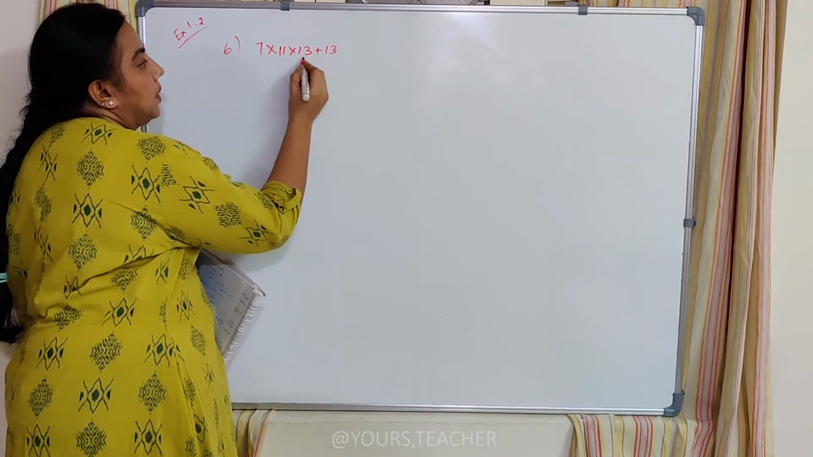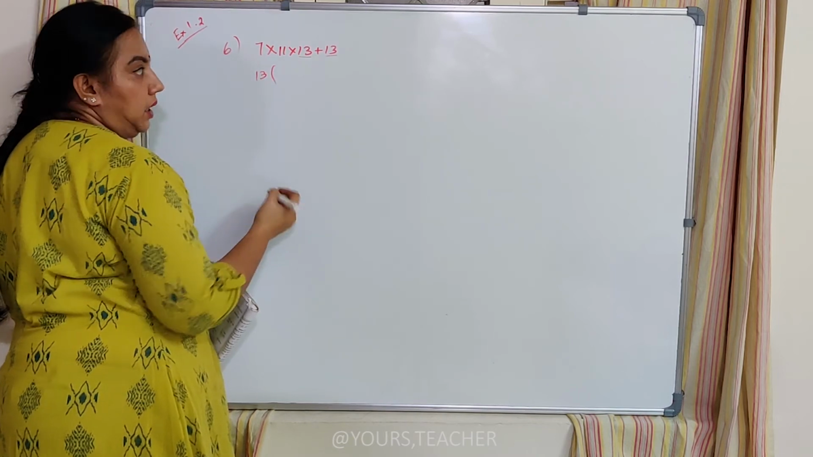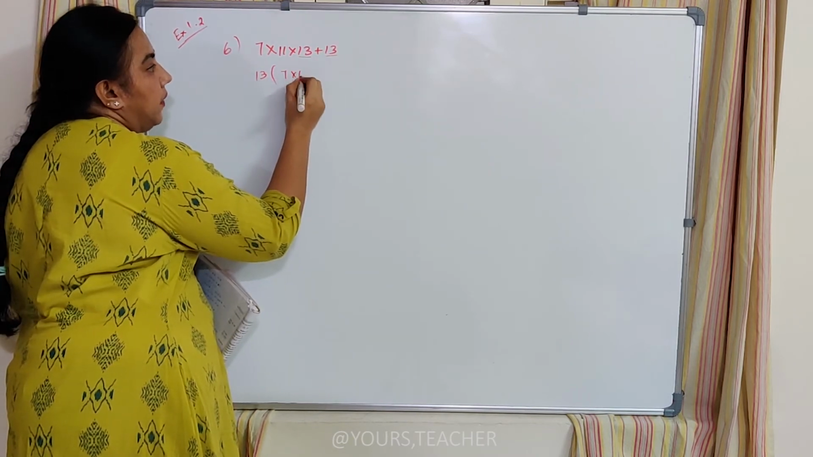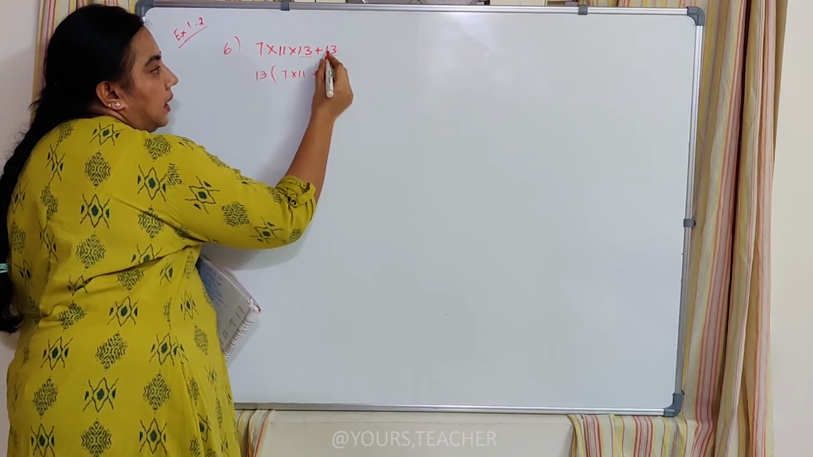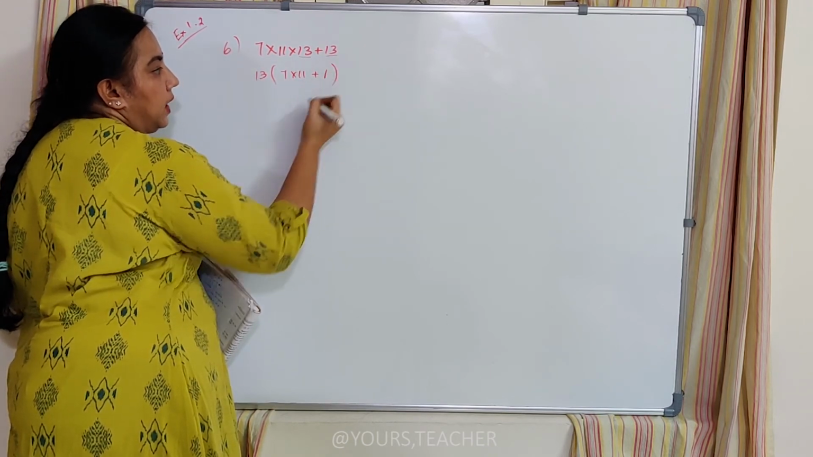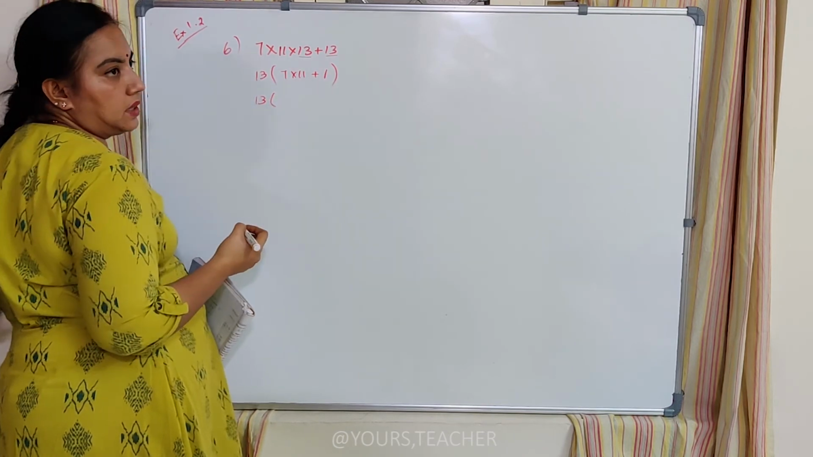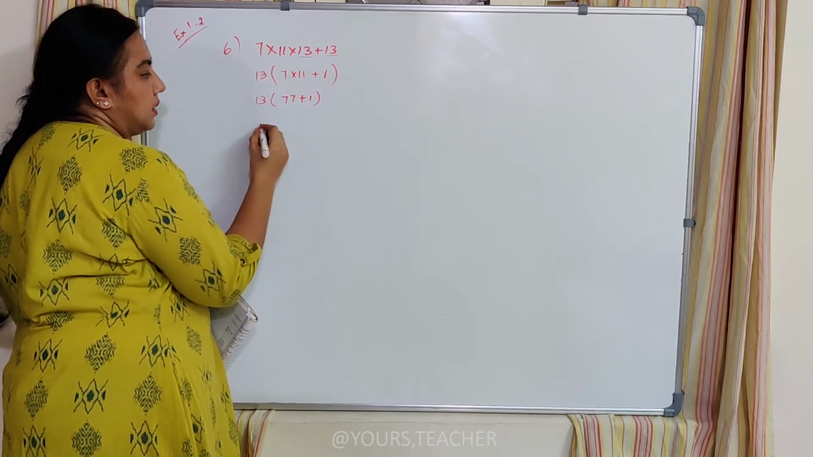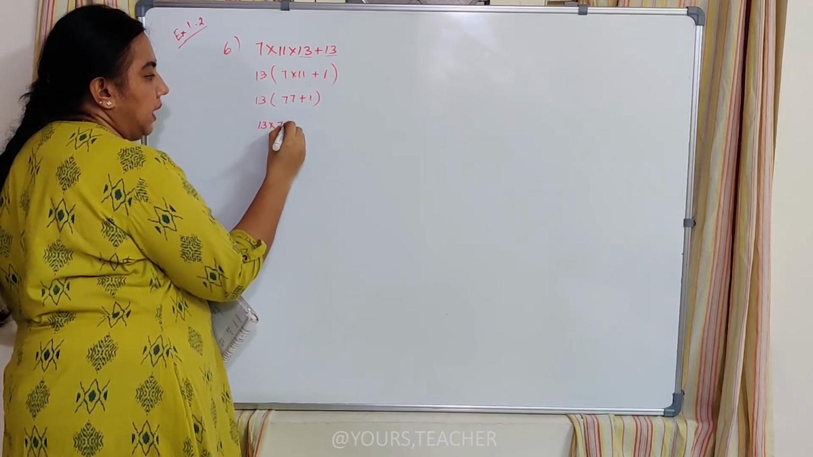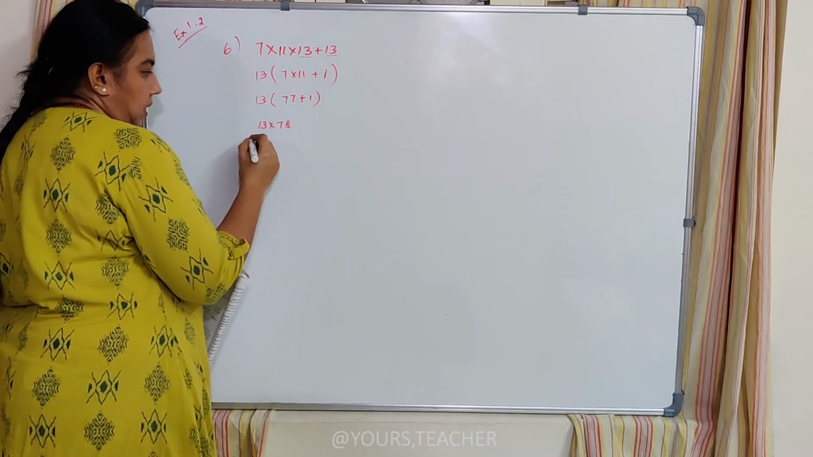Both the terms have got 13 here, so I am taking 13 outside. The remaining is 7 into 11 here into 1. And here 13 has gone out, so the remaining is 1, right? So 7 into 11 is 77. 77 plus 1 is 78. So 13 into 78. Is this a composite number? Yes. So it becomes a composite number.